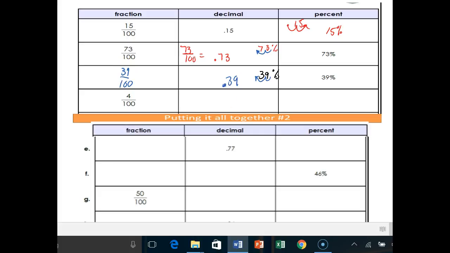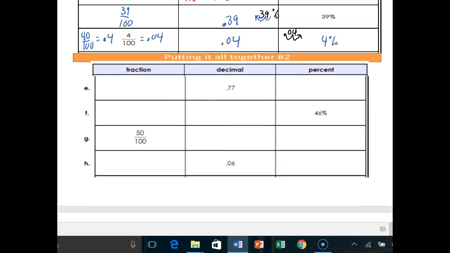4 over 100 is 0.04. It is not 0.4. That would be 40 over 100. So again, 40 over 100 equals 0.4. 4 over 100 equals 0.04. Major difference. Okay. The percent, you just take 0.04, move the decimal once, twice to the right, and I get 4%. Okay. I'm going to leave this section right here to you. The fractions, since they've left them unsimplified, you can leave your fractions unsimplified.